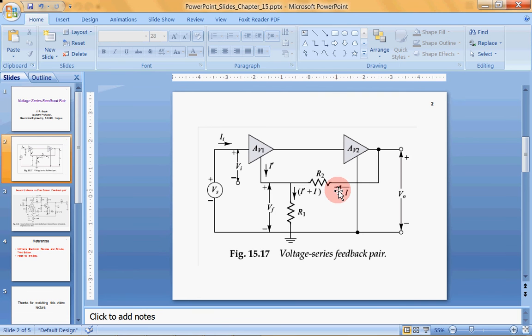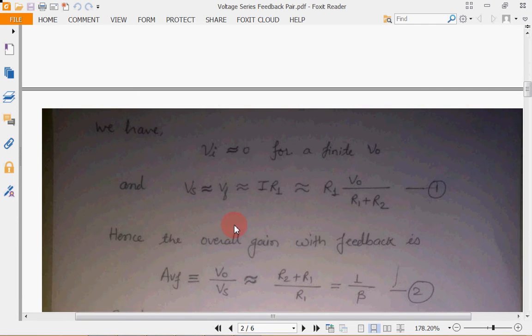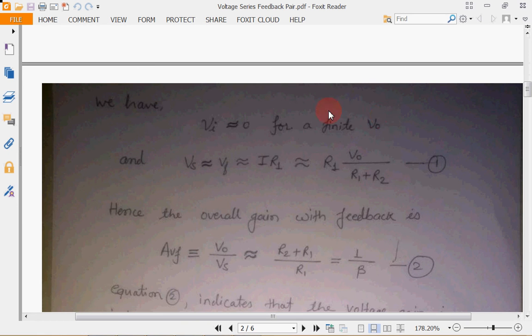So under such conditions, what will happen? Let us consider that we have a finite output voltage V0. We have assumed that the voltage gain is very high, right?